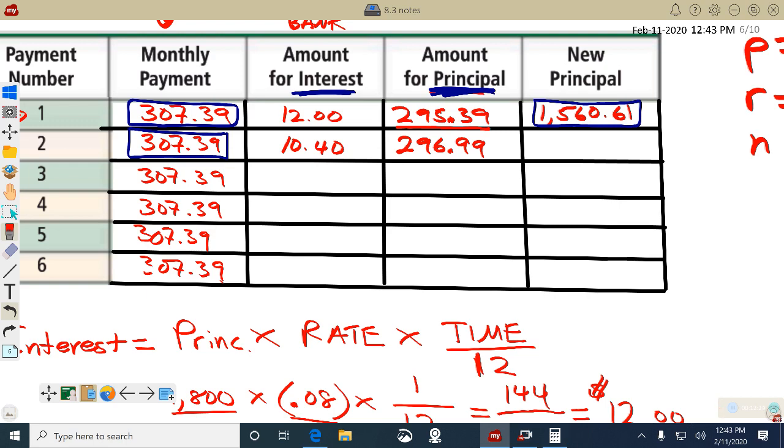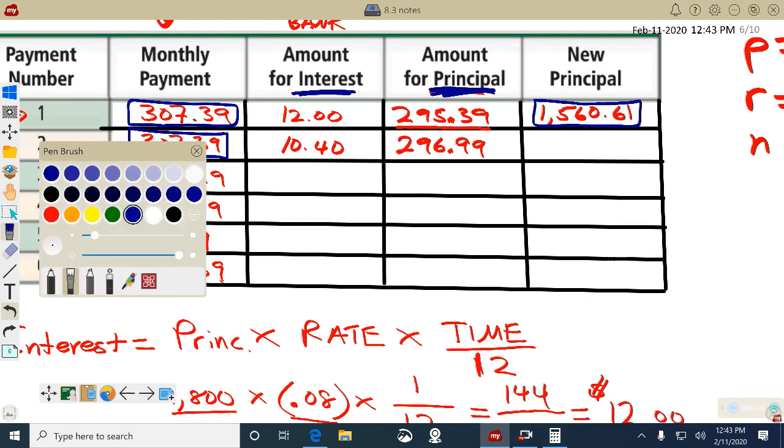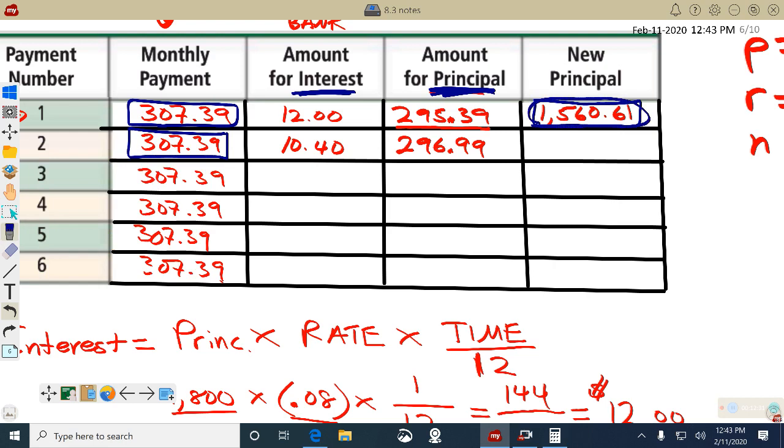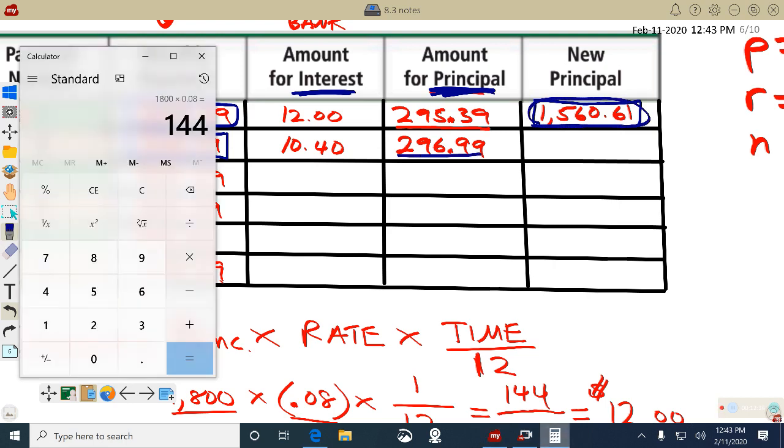So let's see, what's the new balance now? Well, look, this was the old balance right here. He used to owe $1,560.61. Now I'm going to subtract from $1,560.61 the amount of the payment that went towards the principal, which is $296.99. So now, after the second month, he owes $1,263.62.